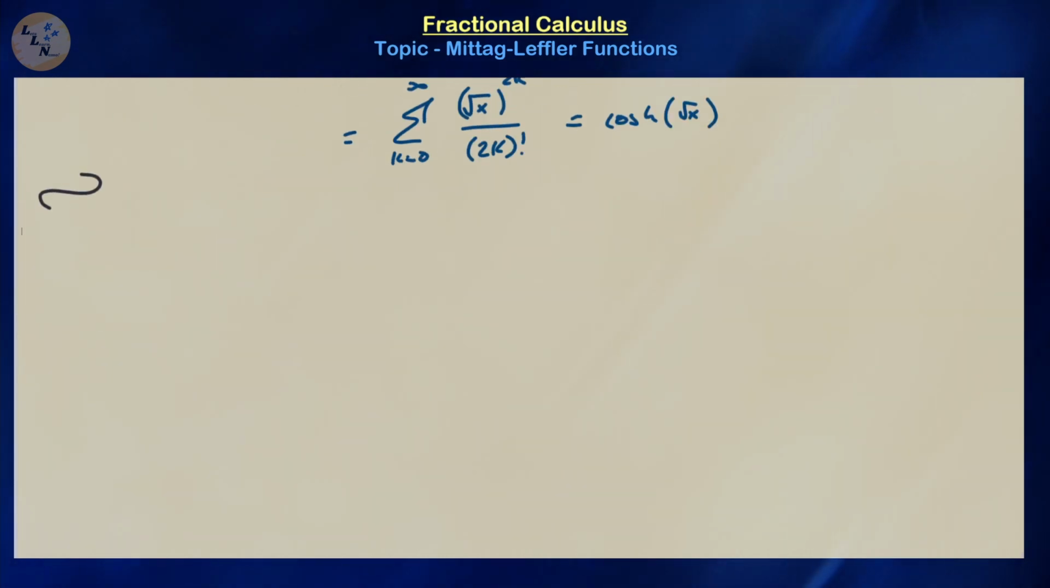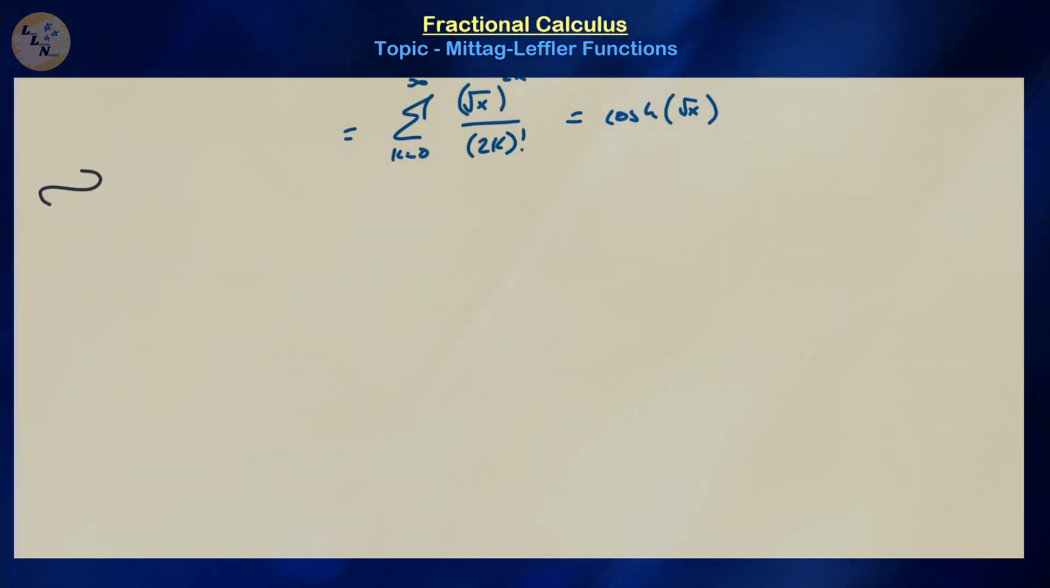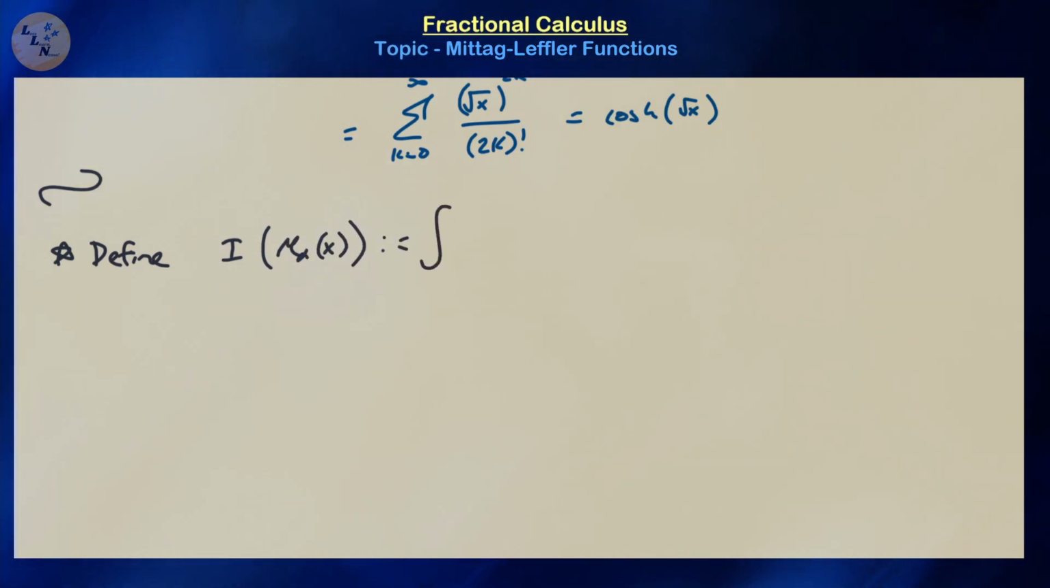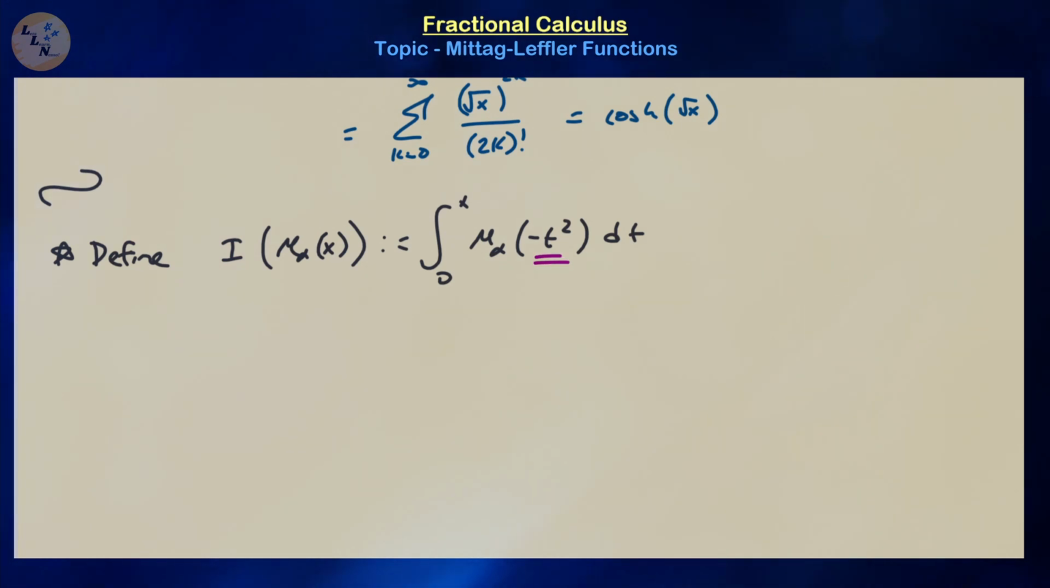Another variation of Mittag-Leffler functions, not just the evaluations of Mittag-Leffler at various alpha values, but also the integrals and derivatives of Mittag-Leffler functions also generate other functions that we've actually seen before. So what I want to do is define I of Mittag-Leffler alpha of x to be equal to the integral from 0 to x of the alpha Mittag-Leffler function evaluated at minus t squared dt. Now it might not be obvious why I'm going to be evaluating the Mittag-Lefflers at minus t squared, but eventually it should become obvious why that is actually a good substitution for its interior parameter x.